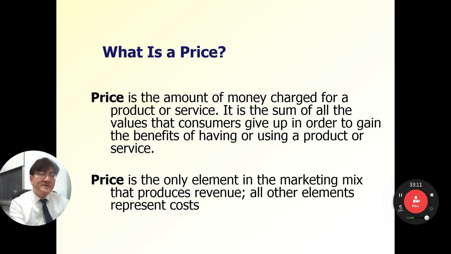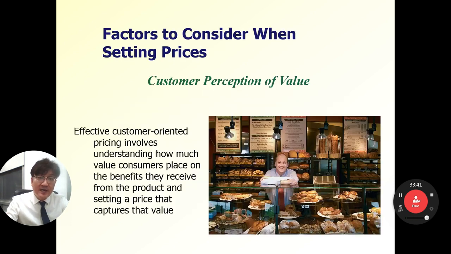Since price is the easiest element to modify or amend, it becomes a very handy tool for the marketer. If you want to change the product, it takes time. But if you want to change the price, you can do that right away. That is the key difference between price and the other three elements of the 4Ps.